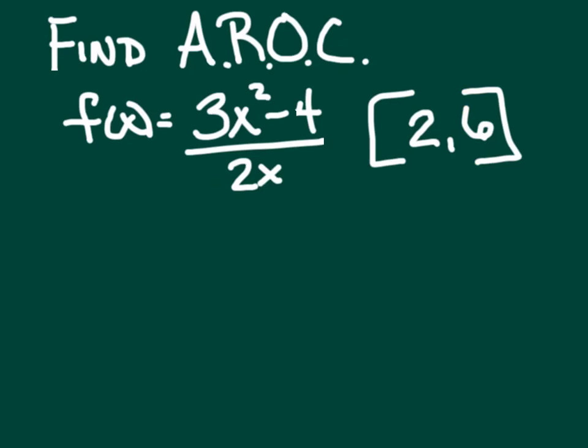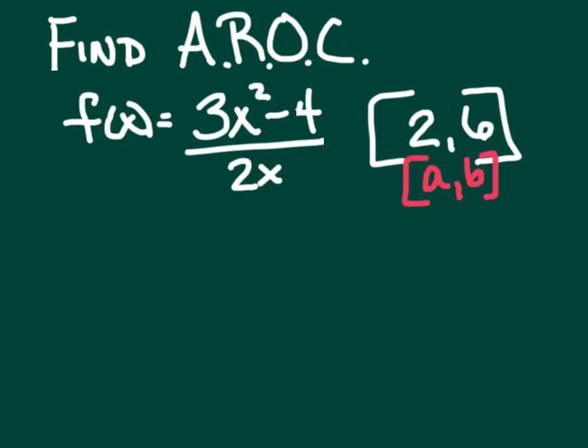All right, so let's try another one. Find the average rate of change. Sometimes you'll see me abbreviate that as AROC, average rate of change. f of x equals 3x squared minus 4 over 2x on the closed interval 2 to 6. So again, I'm just stressing to myself that this is not a point. This is my A value and my B value.